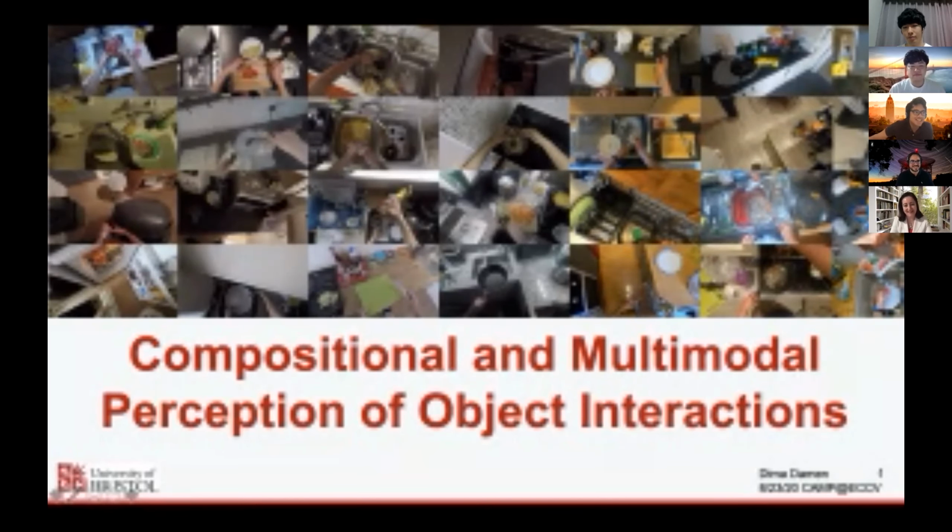I'm really excited to have Dima join us. She's an associate professor in computer vision at the University of Bristol in the United Kingdom, and received her PhD from the University of Leeds in the UK. She's also currently an EPSRC fellow, and her research focuses primarily on automatic understanding of object interactions, actions, and activities using both static as well as wearable visual depth sensors. So with that, take it away, Dima.